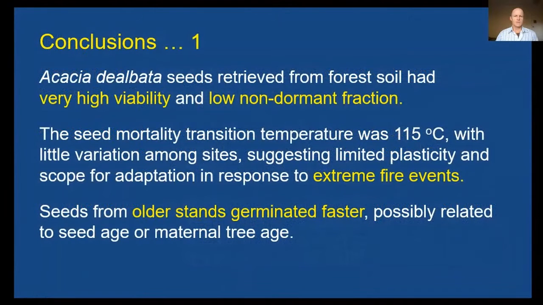Summing up these results, Acacia dilbata seeds found in forest soil had very high viability and low non-dormant fraction. The seed mortality transition temperature was 115 degrees Celsius with not much variation among sites, suggesting limited plasticity and scope for adaptation in response to extreme fire. And seeds from older stands germinated faster, which could be related to seed age or maternal tree age, or perhaps both.